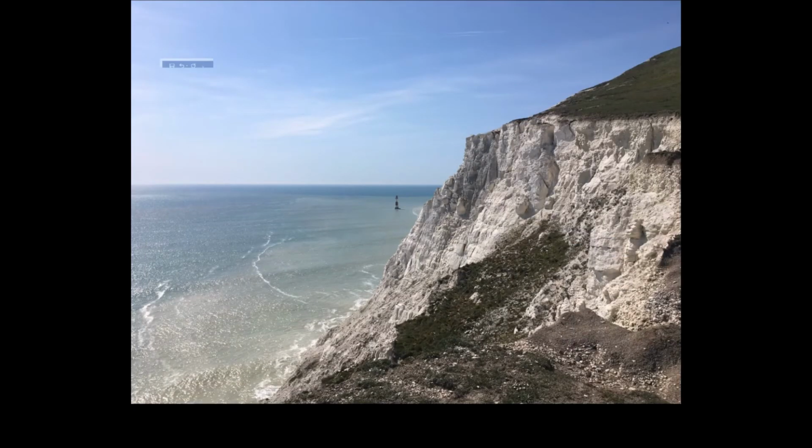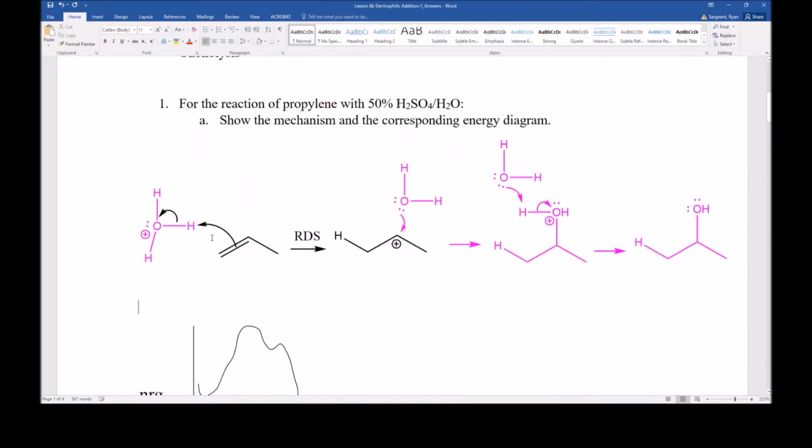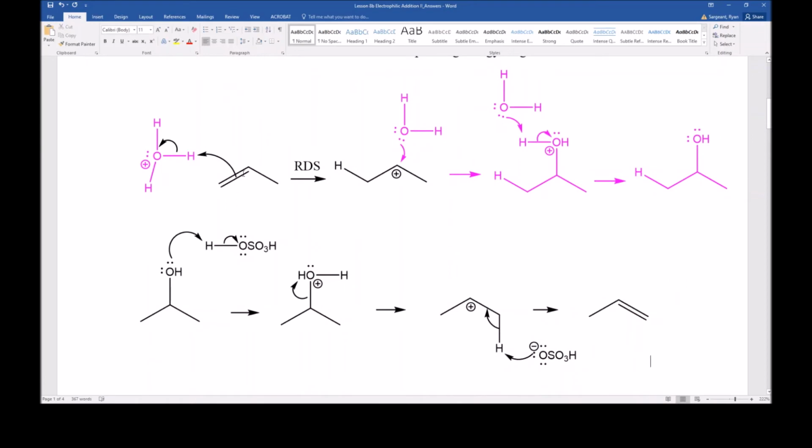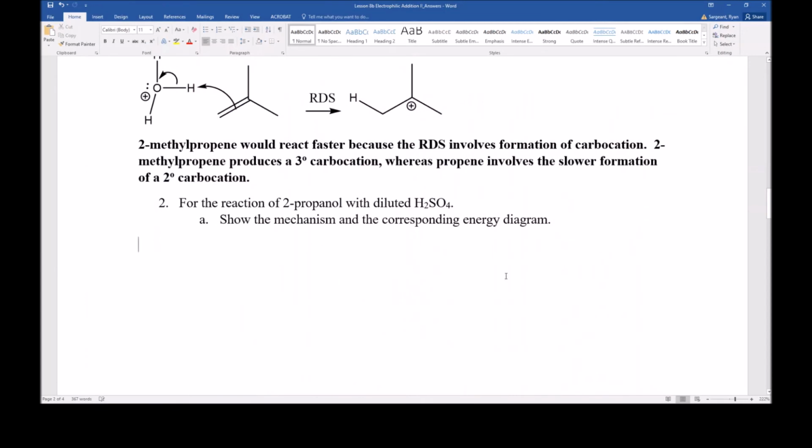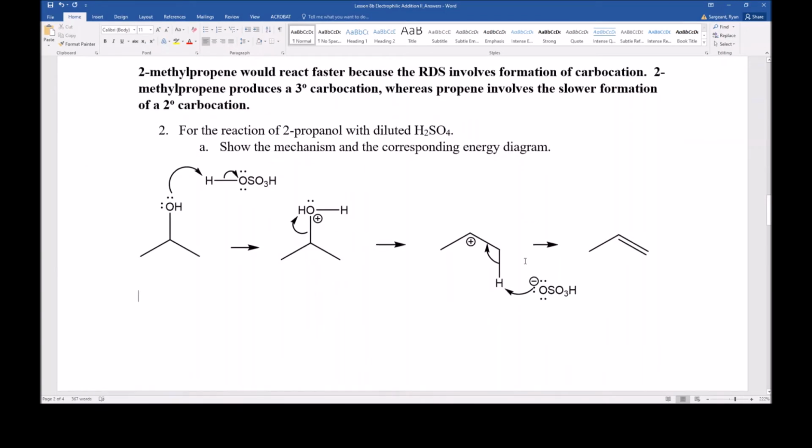Let's go back to right here. So this is the forward reaction. I'm going to move this in just a second, but just to prove my point, here is what we're looking at. This is the new reaction, the hydration of an alkene, where we start with the alkene and end with 2-propanol. In the previous chapters, we looked at the dehydration of an alcohol to form the alkene. And these intermediates are the same going either direction. I just have to change up the arrows. So I'm going to move that back down where it goes. Show the mechanism and the corresponding energy diagram.